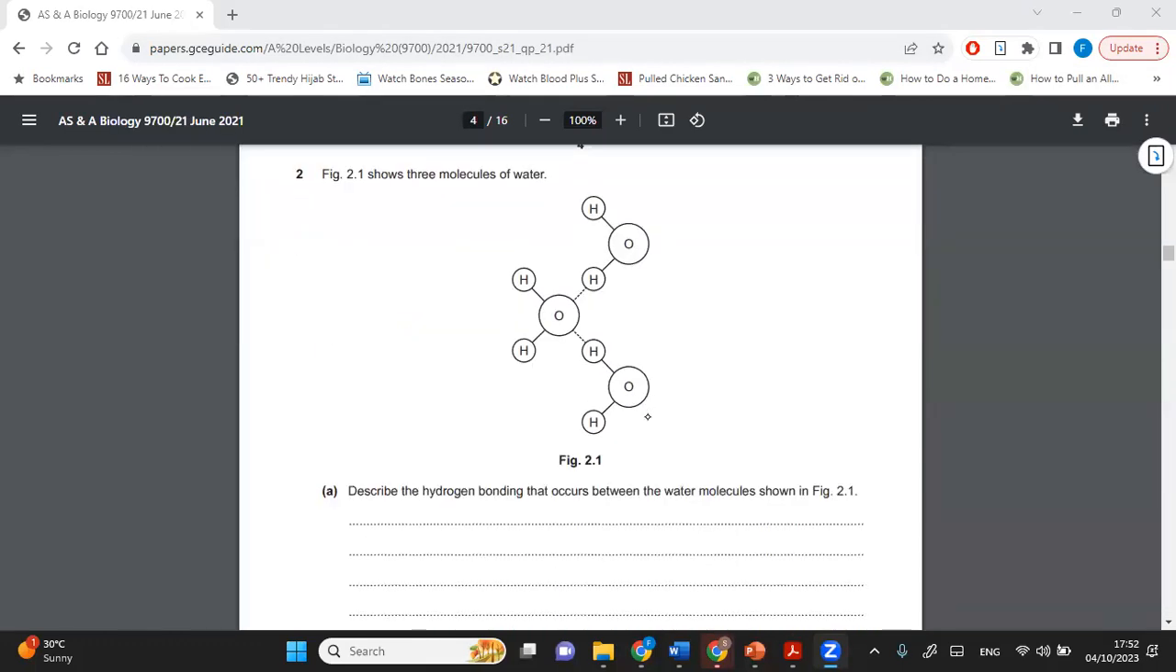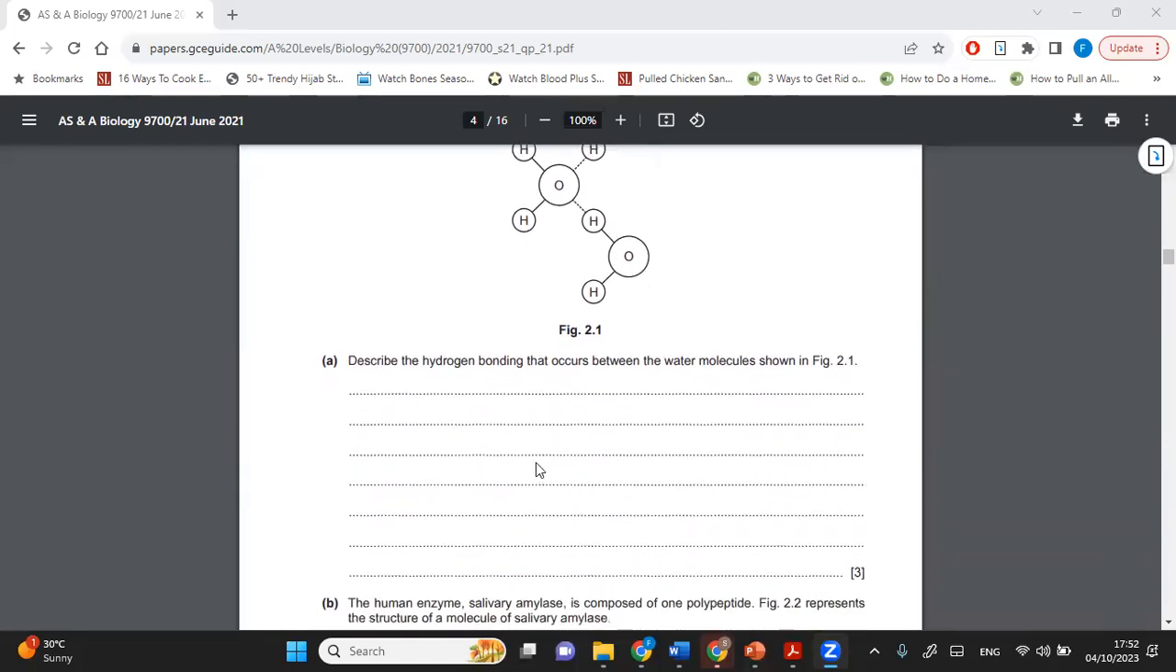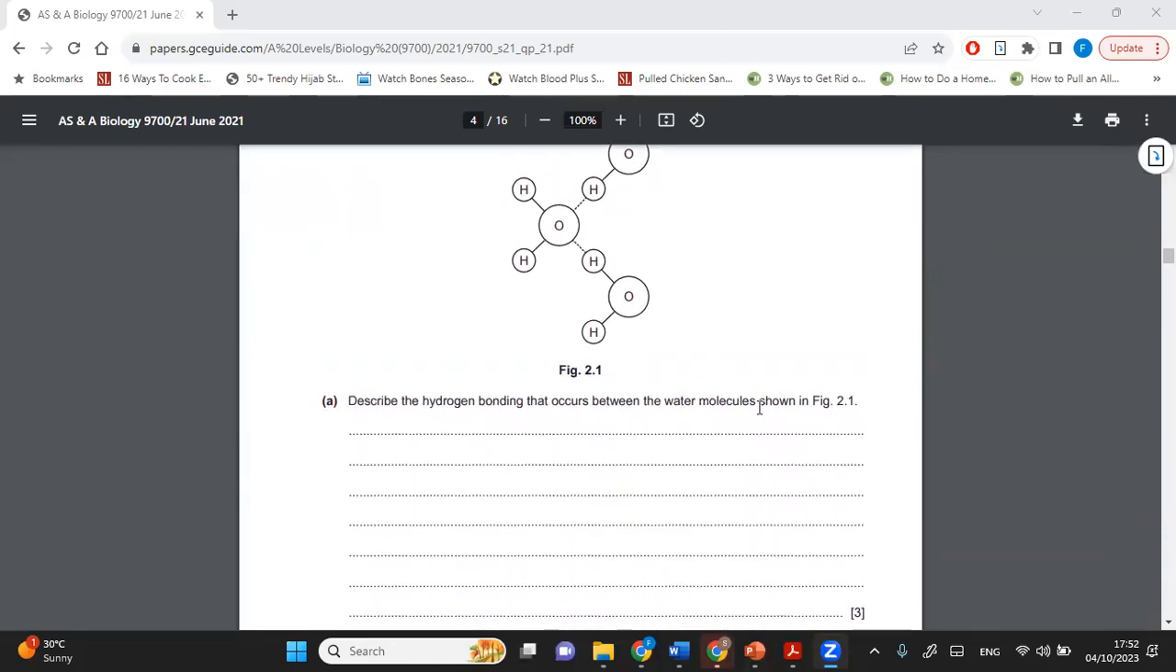This is a question. Figure 2.1 shows three molecules of water. Describe the hydrogen bonding that occurs between water molecules. So hydrogen bonding is something that we studied in chemistry as well, right? So you simply have to describe your hydrogen bonding, what it is. Take 1 minute, think about all the points you should include, and then let's start.